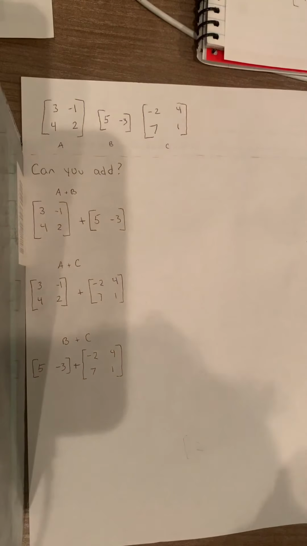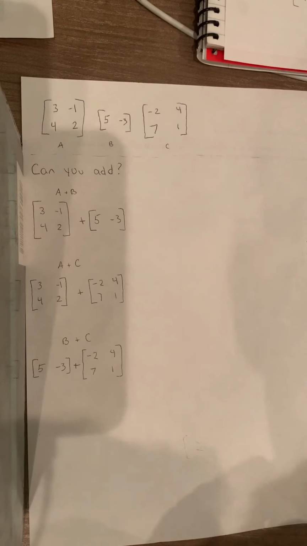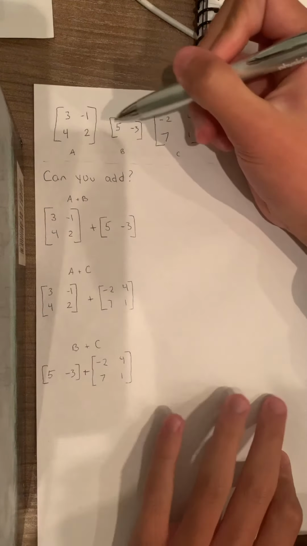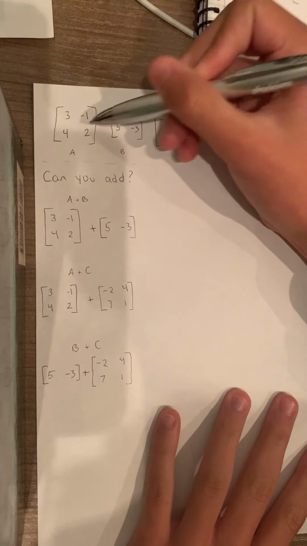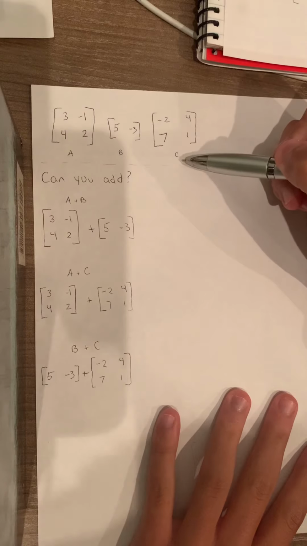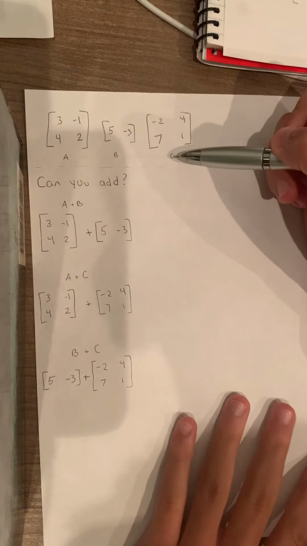Okay, so today we are going to be adding and multiplying matrices and figuring out the rules and how you do it. So here we have three different combinations of matrices: combination A, combination B, and combination C. And we're going to be figuring out if you can add each pair of matrices.